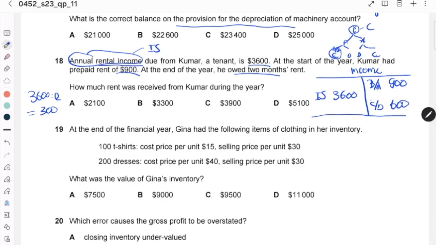So we know from here the payment for the year is 3,600 deduct 900 deduct 600. So it is 2,100. So the correct answer is A.